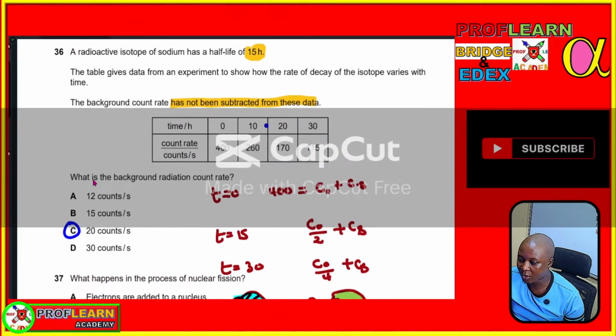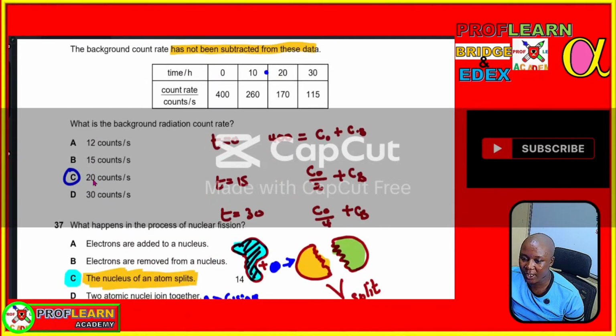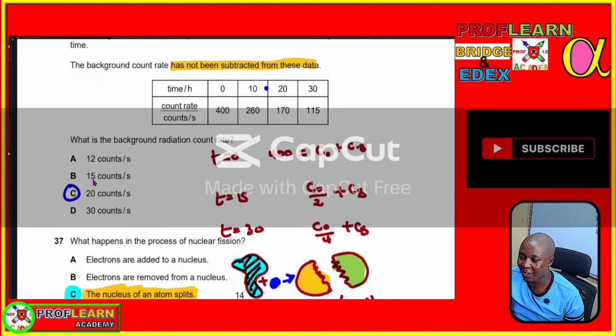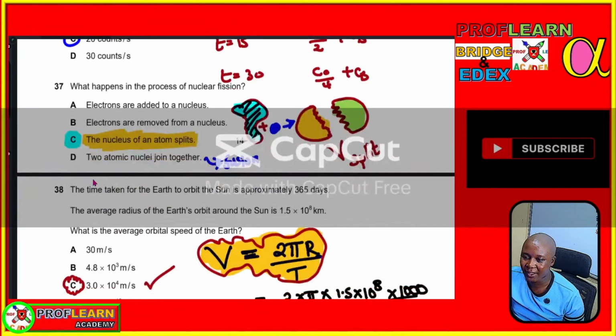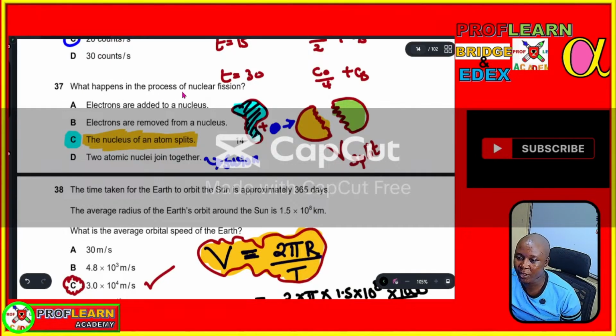And for this question, we're going to work backwards and we're going to get 20 counts. We have question number 37. What happens in the process of nuclear fission? Nuclear fission is the splitting of nuclei, that is, the nucleus splits. Nuclear fusion is when nuclei join together.